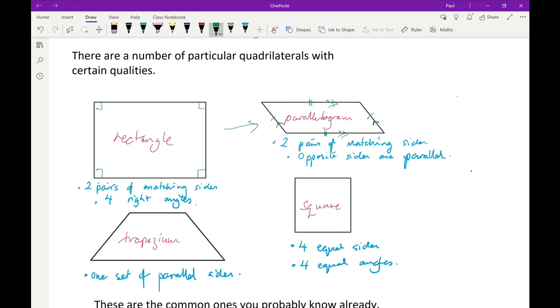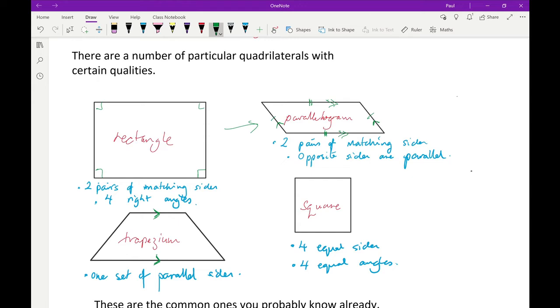Now the trapezium has got one set of parallel sides, and what's special about the trapezium, if you look down here at the bottom left, is that the parallel sides are not equal in length.